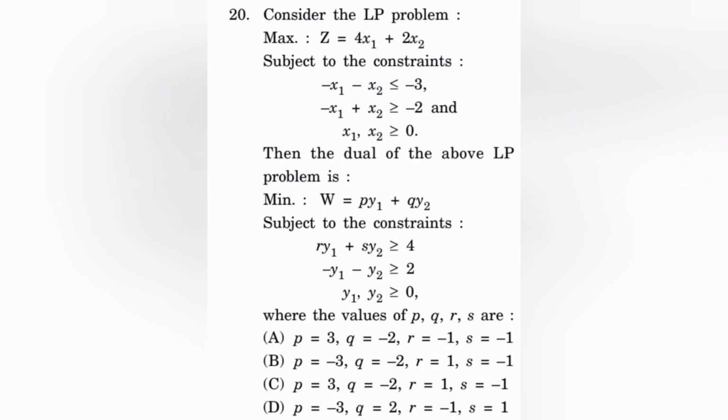Then the dual of the above LP problem is minimize w = py1 + qy2 subject to the constraints ry1 + sy2 ≥ 4 and -y1 - y2 ≥ 2, and y1, y2 ≥ 0, where the values of P, Q, R, S are? Then we have four options.